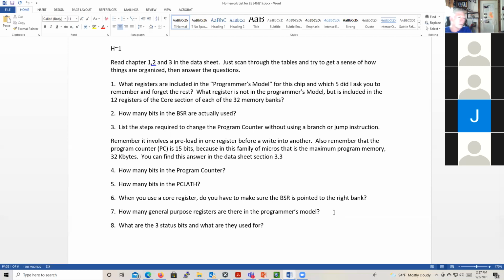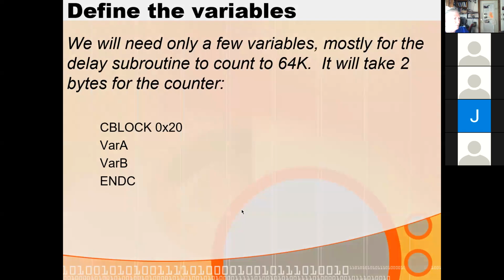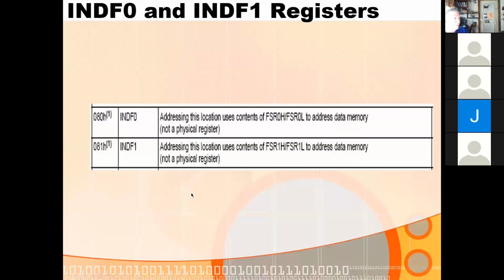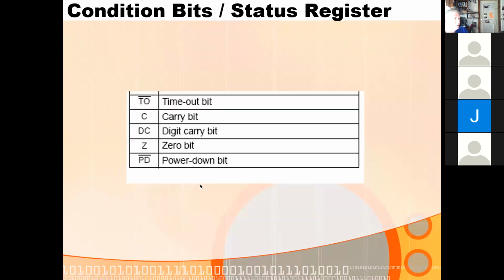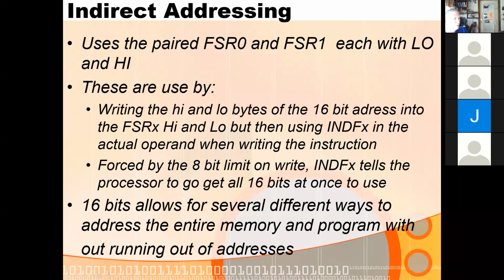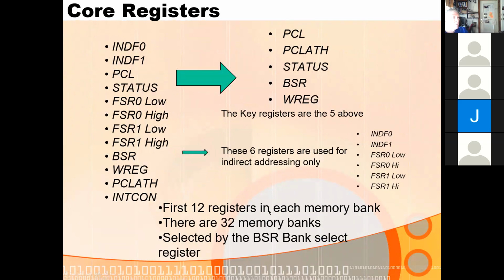So what is the general purpose register we know about? Here are the ones I want you to know about. Program counter low, program counter latch high, status, BSR, and W register. What general purpose register do you see in there? W register. That's it. That's all there is.